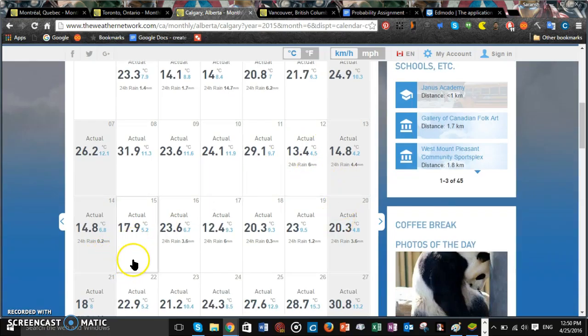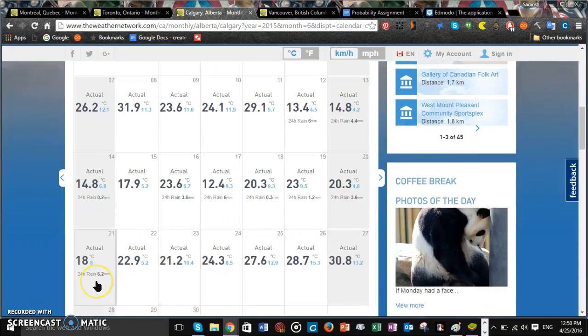14th it rained. 15th it did not rain, but then due to 14th and 16th it raining, 15th gets cancelled out. 17th it rained, 18th it also rained, 19th it also rained, 20th it also rained. 21st it rained too. And 22nd, 23rd, and 24th it did not rain.